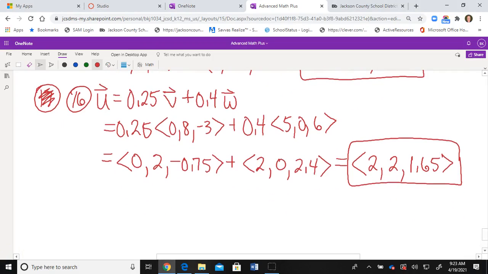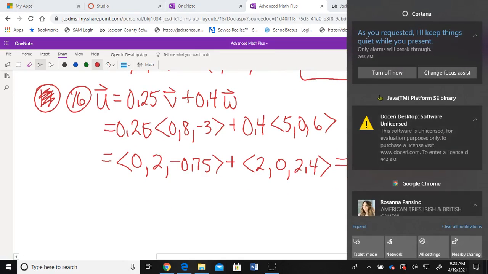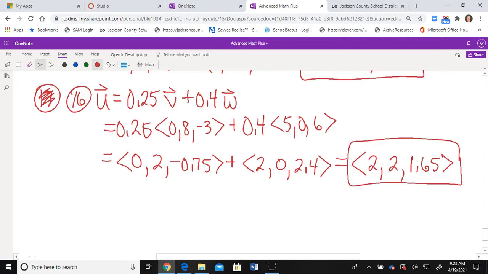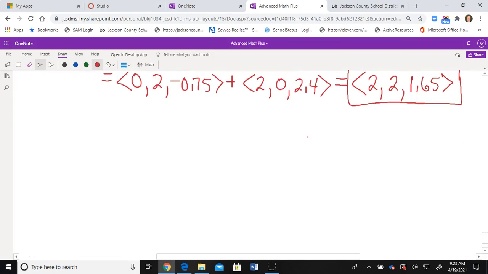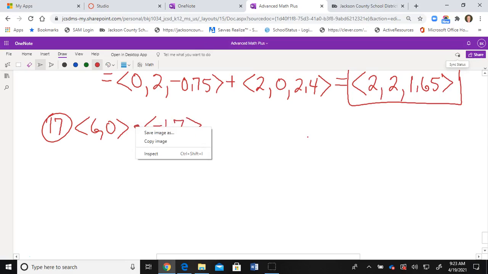17, 18, 19, and 20. Oh, goodness. We are finding the inner product. What's the inner product also called? The dot product, because it's got that dot in between them.